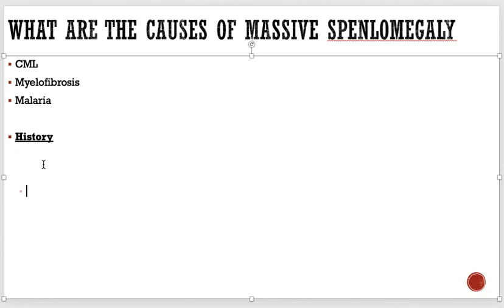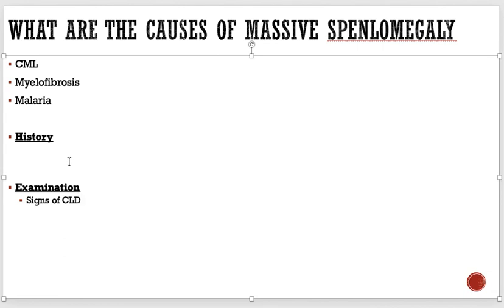So, I will write over here, by the way. Examination. So, in history, what are the important points you'll ask? In examination, what are the important questions? The first one is C, CHINA. C for chronic liver disease. So when you do examination, you look for signs of chronic liver disease.